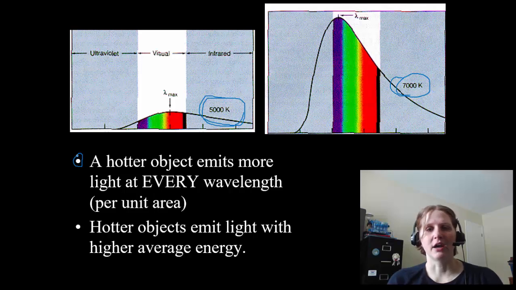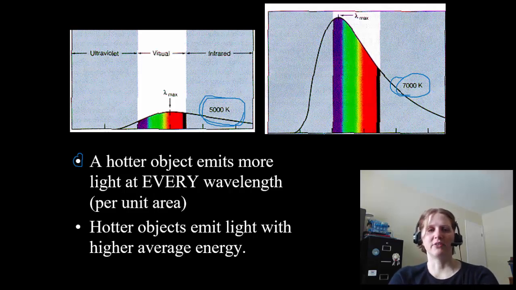So look at the two graphs. Does the hot star emit more infrared than the cool star? True. Does the hotter star emit more red light than the cool star? True. Does the hot star emit more blue light? Yes. And the hot star also emits more infrared light.